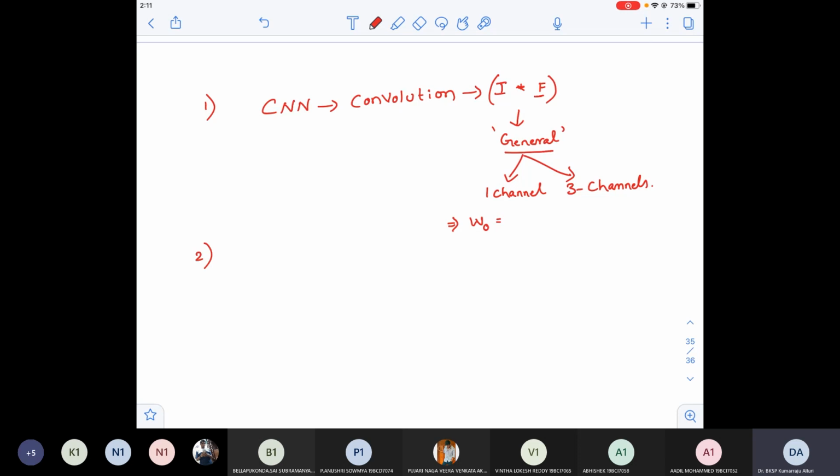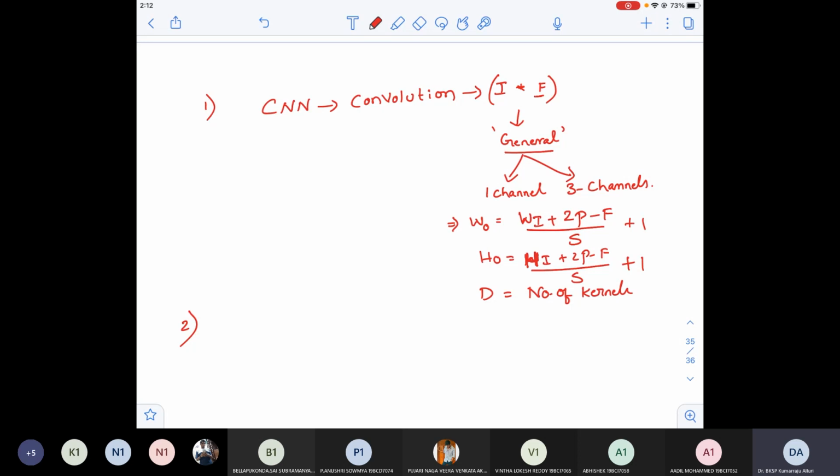And stride. So we have a formula: Wo is equal to (Wi plus 2p minus f) by s plus 1. Similarly, Ho is equal to (Hi plus 2p minus f) by s plus 1. So this is the summary of the previous class. Now let us jump into the next point. And what about the depth? Depth is equal to the number of kernels. Not the number of filters. Just be careful. Number of kernels.